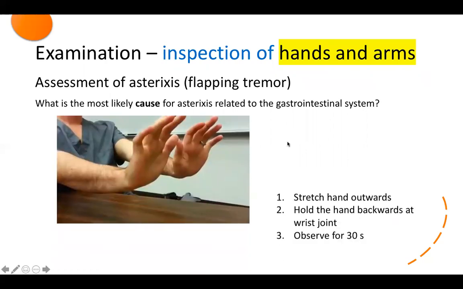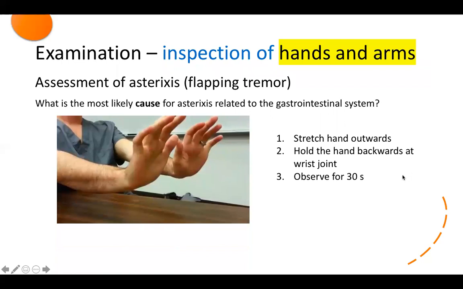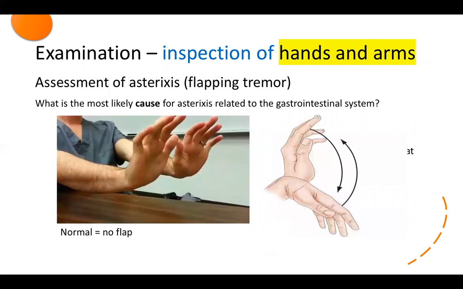To check this, essentially, you want to ask the patient to stretch the hands outwards like the picture, and then bring their wrist joints backwards and observe them for 30 seconds. If they remain like that, they might shake a little because it can be uncomfortable, but as long as they remain like that, then that's normal, there's no flap. However, if they are upright and then suddenly the wrist falls, and then it might go back up and then fall, that's intermittent flapping, and that would indicate asterixis.